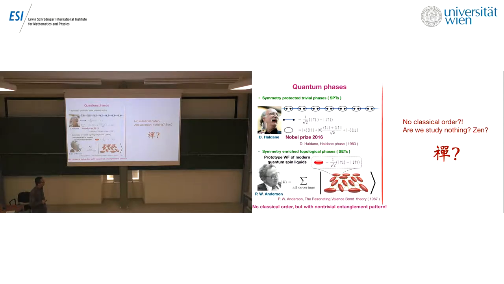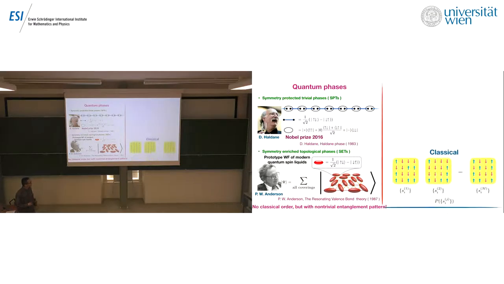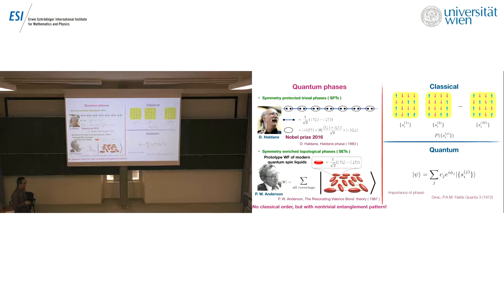At some point, people thought maybe it is just a kind of Zen philosophy, that we are trying to study nothing, and nothing is useful. But in fact, it is important to distinguish two different notions. When we have a disordered system, you can have a classical case or a quantum case. For example, in the classical case, if you have different configurations with an equal probability distribution, when you evaluate the local order parameter, it will be zero, of course. But for these different configurations, there's no quantum coherence. So it's just a classical paramagnet, which is kind of boring.